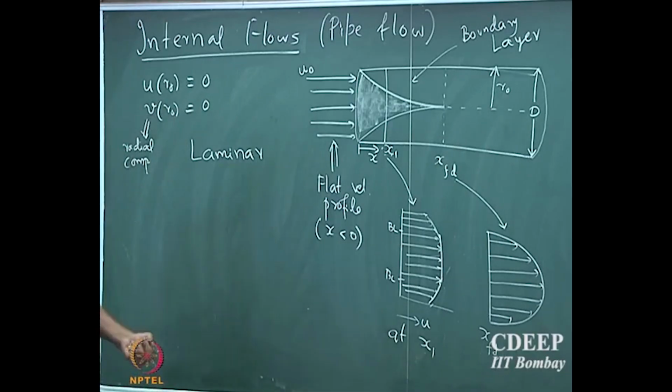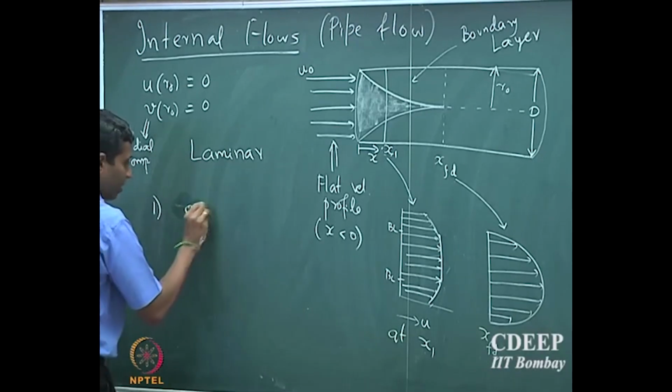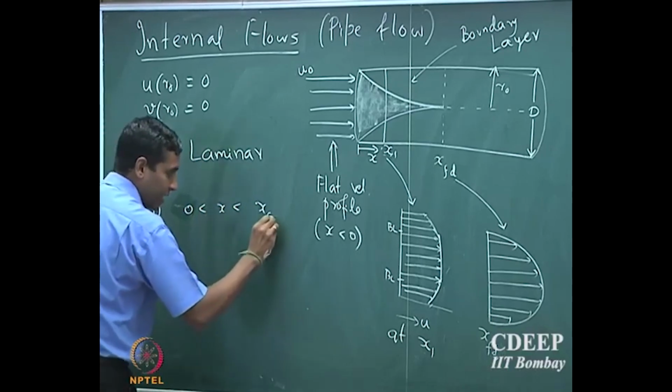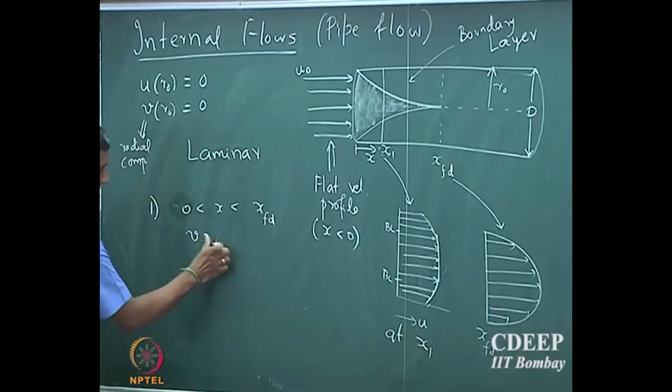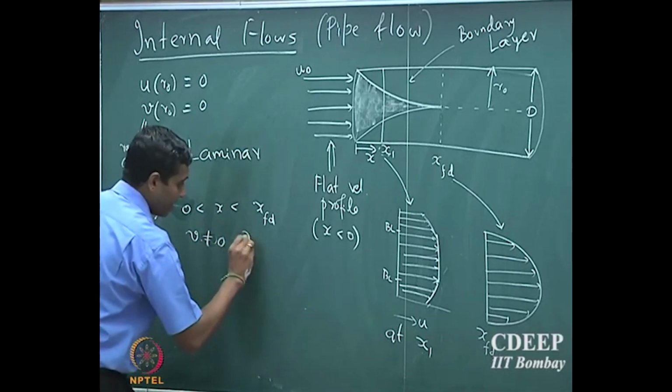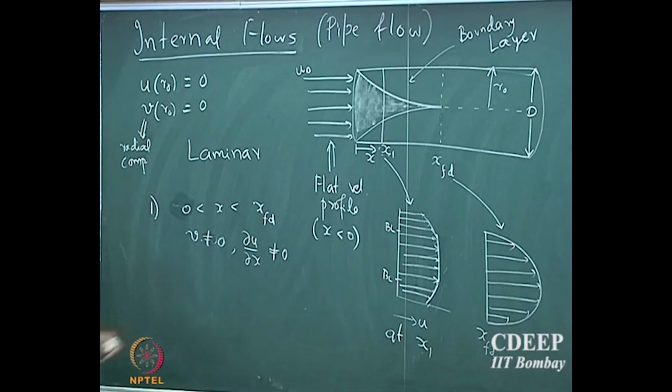Now, simply based on this intuition, we can detect a lot of interesting properties. The first thing is that between x equals 0 and the x fully developed regime, the velocity in the radial direction is not 0, and not just that, du by dx is also not 0 in all locations. Remember that before it enters, du by dx is 0 because there is no change in the velocity and it flows at a flat velocity profile.